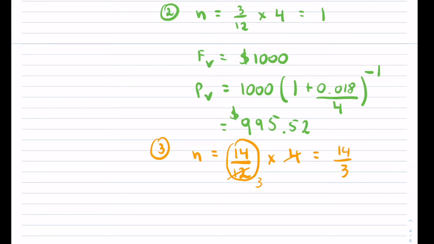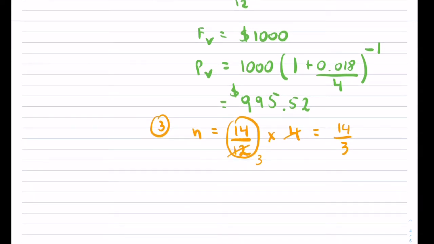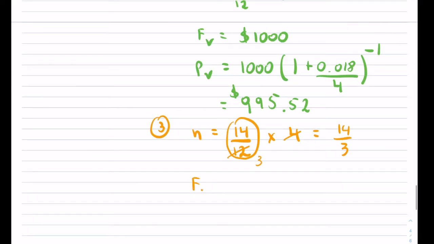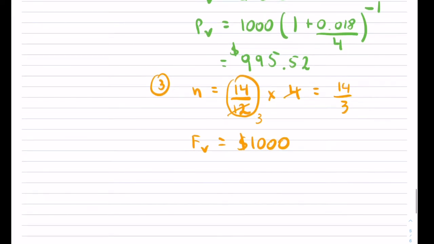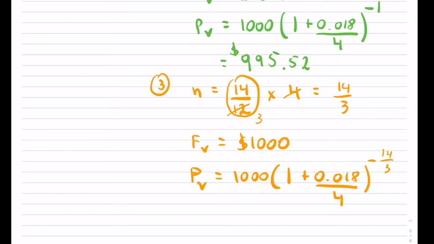And I just keep it. I just leave these as fractions. I don't change them into decimals. I'll let the calculator do that for me. And now again, I am moving back in time. So I do have the future value, which is 1,000. Now I have to find my present value, so PV. So 1,000 times 1 plus i, so 0.018 divided by 4, and it's again negative 14 over 3.